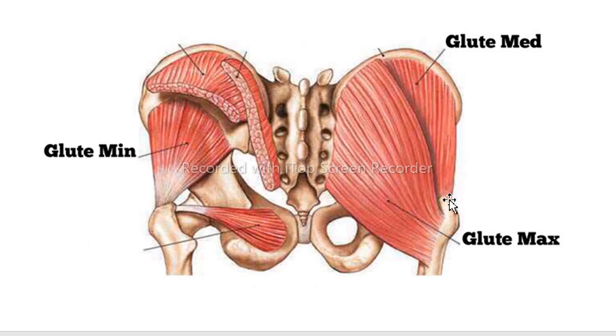Gluteus medius insertion is over the lateral side of the greater trochanter. Its insertion is directed forward and laterally. And gluteus minimus is inserted over the anterior surface of the greater trochanter. So here, on the gluteal tuberosity, is the insertion of the gluteus maximus; over the lateral aspect of the greater trochanter, gluteus medius; and the anterior aspect of the greater trochanter, gluteus minimus.